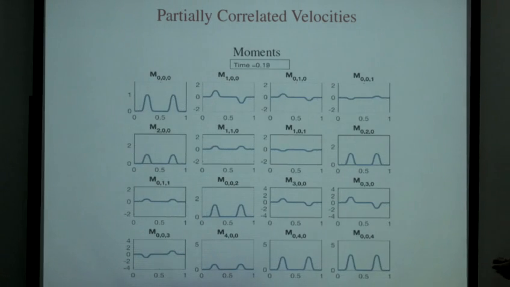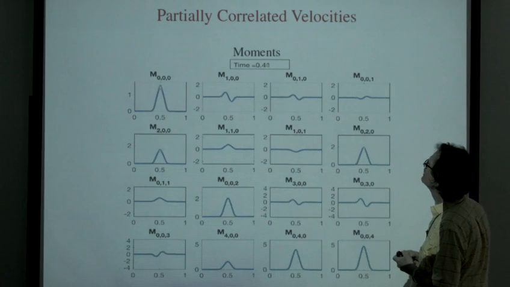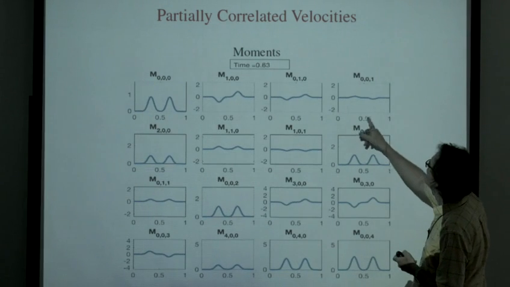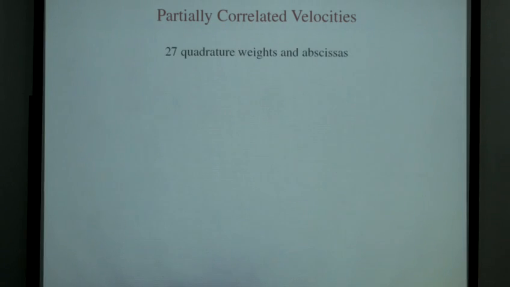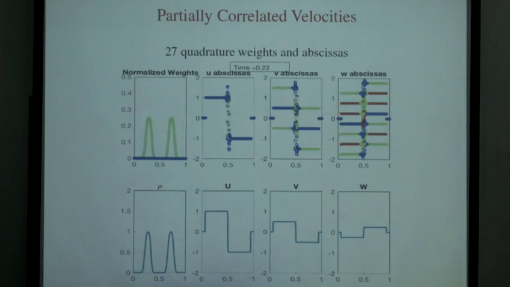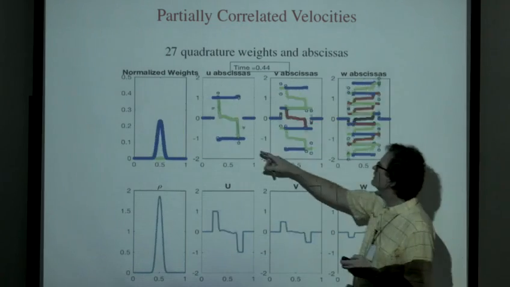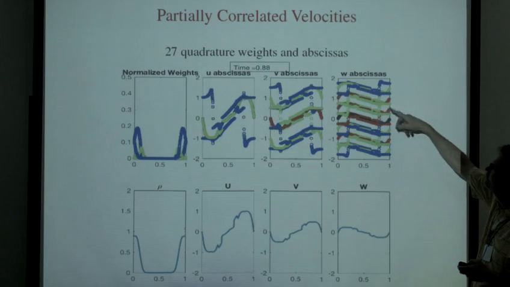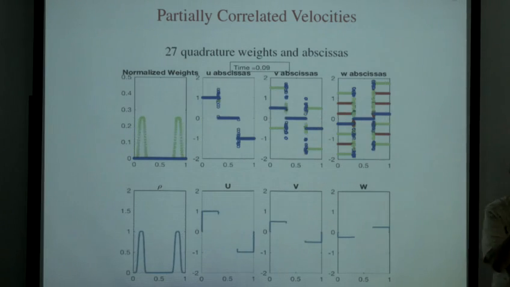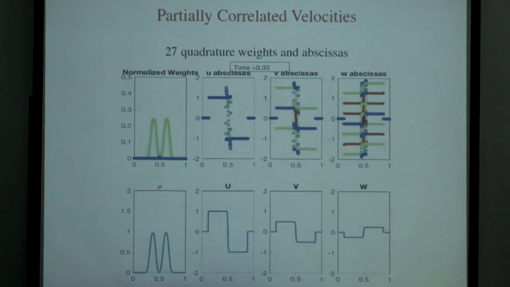Okay, the last case is the partially correlated. This is where you're going to see that there's really 27 abscissas. Here you can see again the moments, and if you look at the abscissas in this case, now you can see in 1D you see the 3. Here you see 9 abscissas. And then over here in the third direction, you see all 27 of the abscissas. So it degenerates correctly.